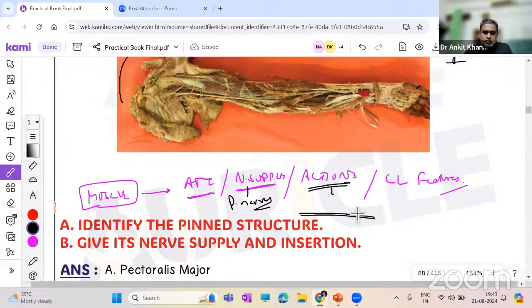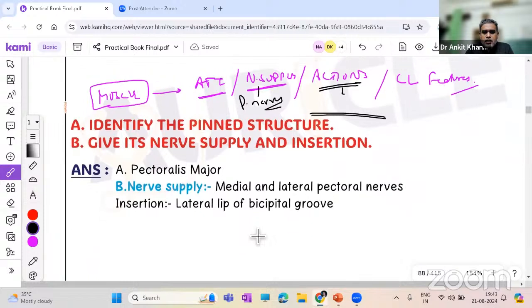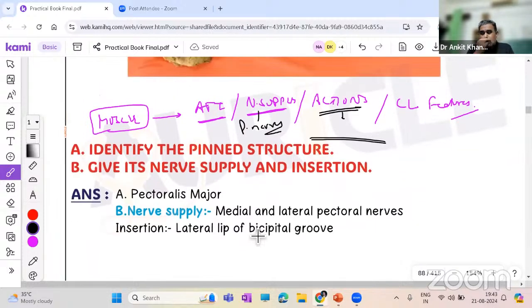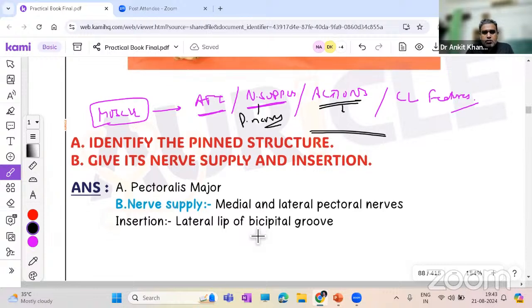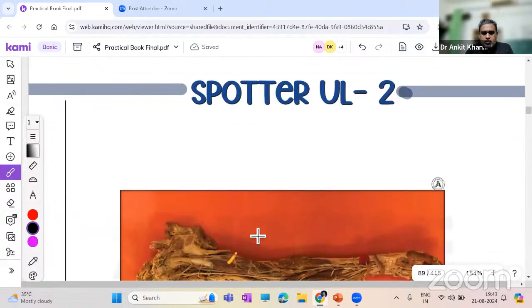So identify the muscle, and then the nerve supply is the medial and lateral pectoral nerves, and insertion, yes, into the lateral lip, as we discussed, of the bicipital groove. Latissimus dorsi is in the center of the groove, on the lateral aspect pectoralis major, and on the medial lip of the bicipital groove, teres major. Okay, so they often only ask nerve supply and insertion, but I normally ask actions also, because one should know which actions. Okay, let us see the next question over here.